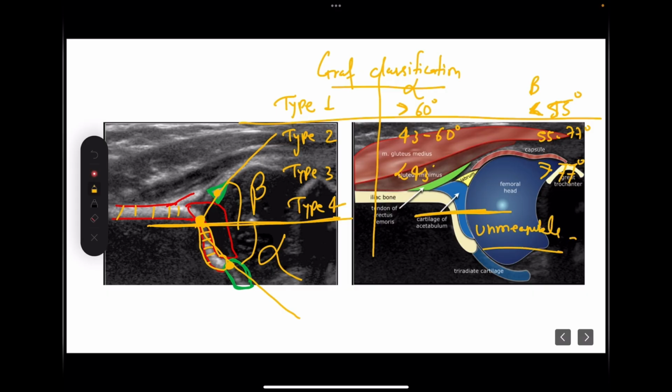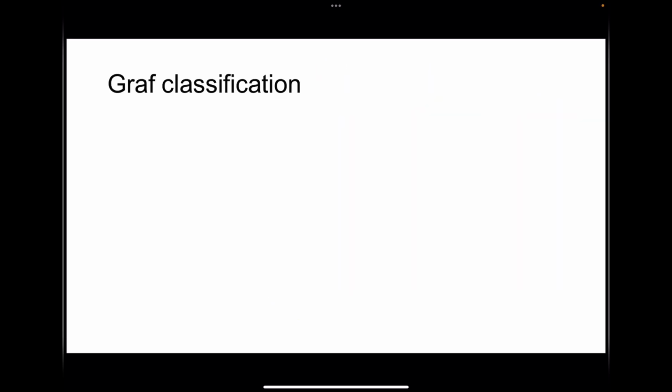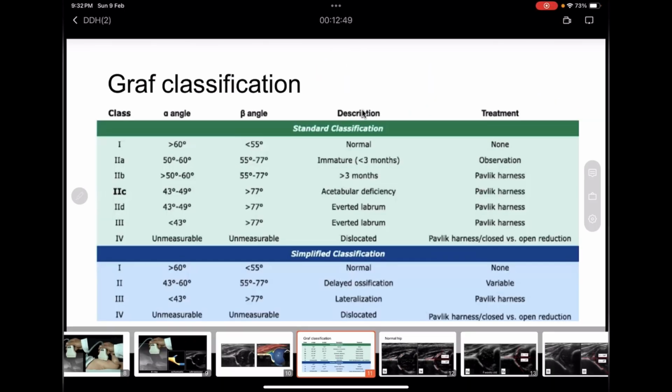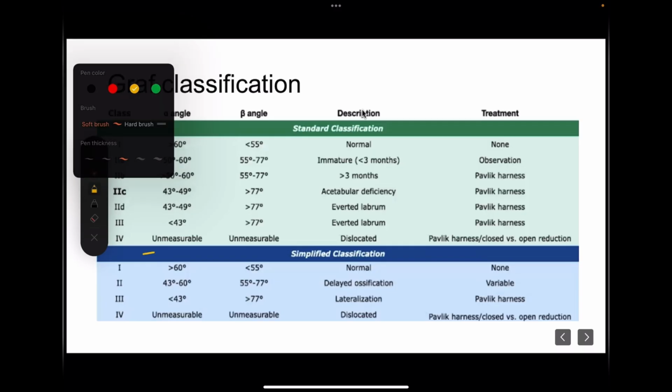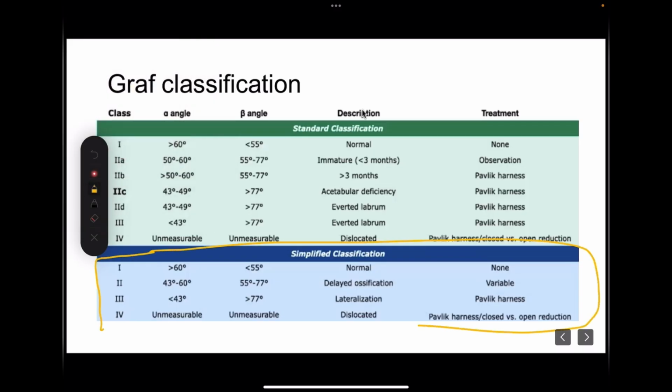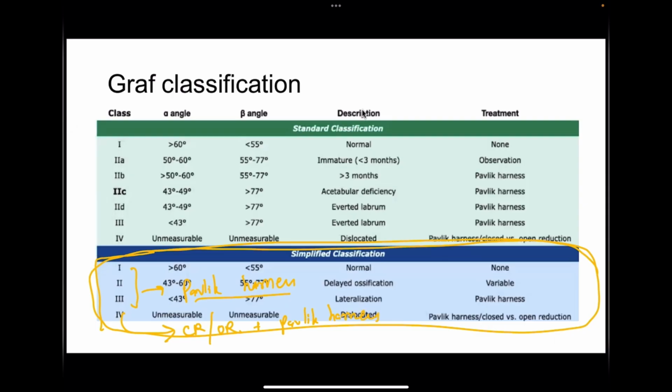So how these USG findings will look on the images, we will see. So graf classification, I have already told you, you should keep only this one in mind, simplified version, not the another one. And the management for type 1 to type 3 is mostly Pavlik harness only. And for type 4, many a times closed reduction or open reduction is required. Again, you have to apply Pavlik harness followed by this reduction. So this is how we manage these conditions.